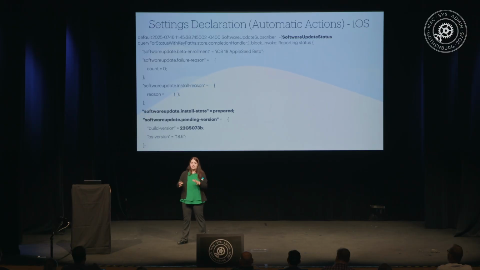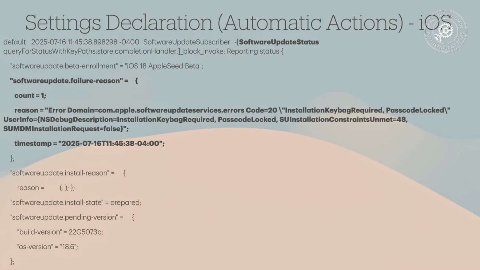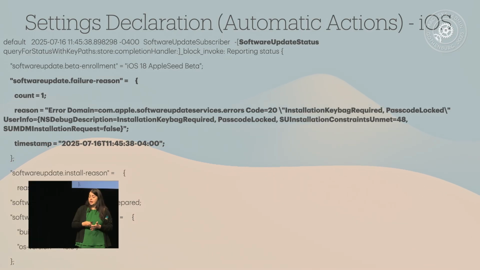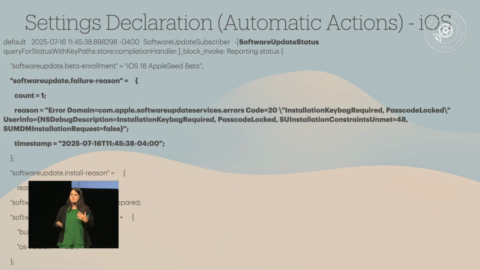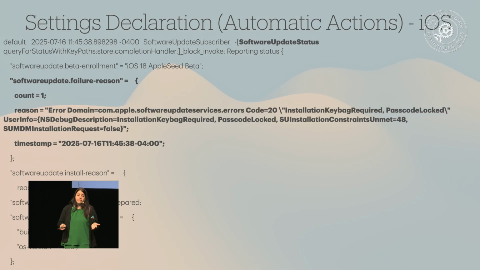Now I'm going to let this example device sit on my nightstand plugged in overnight. And it's not going to update. Okay, weird. Well, what wound up happening in this case is that we get a failure reason in there that says code 20, installation key bag required, passcode locked message in there. So what happened? Well, after the device was last rebooted, it hadn't been unlocked with that PIN code. So even though it was plugged in, had network connection, all that fun stuff, it failed.